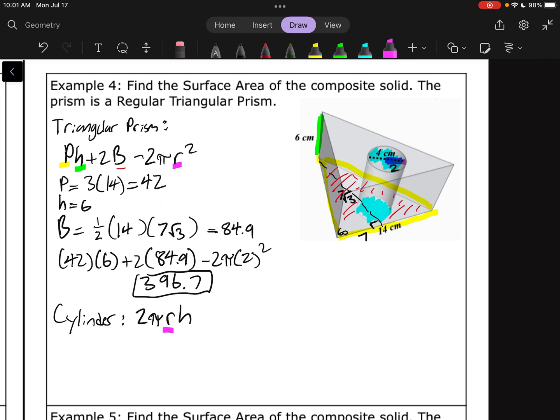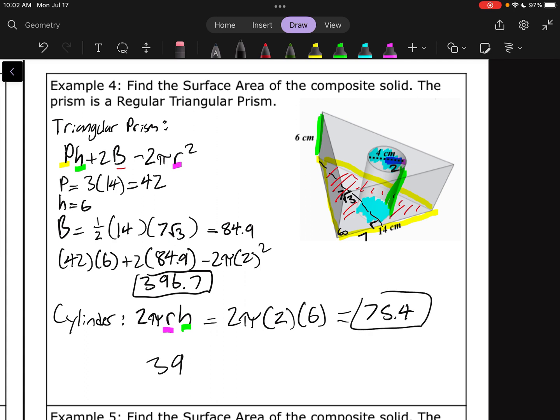which we already have both of those. We already know what the radius is. That was 2. We already know what the height is, too. The height of this cylinder is the same as the height of the prism, which was 6. So we just need to do 2 pi 2 times 6. I'm getting 75.4.